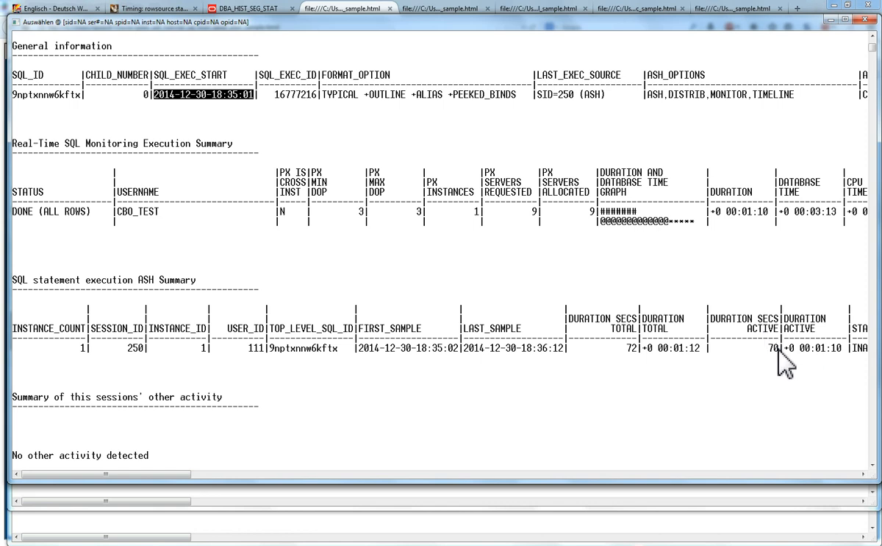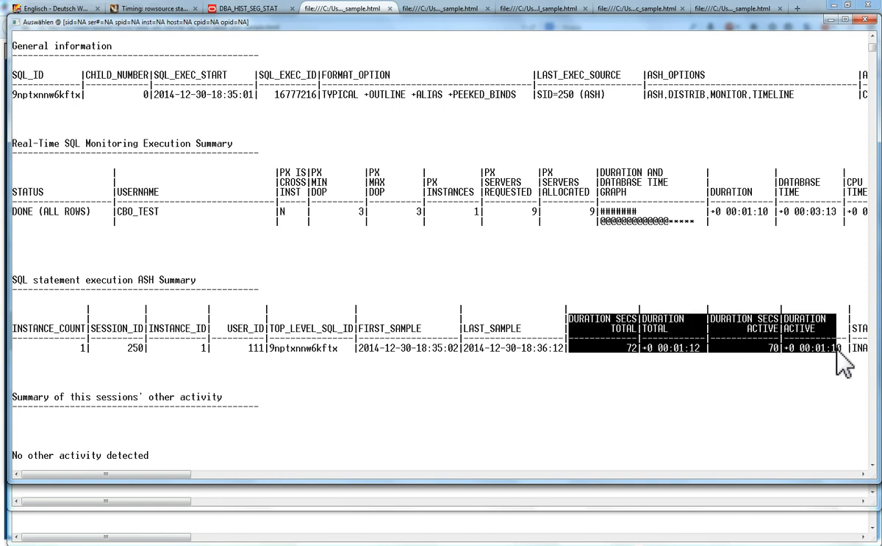The duration active is basically the information how many samples in active session history were found with activity. So you see here this minor difference: only 70 samples were found with activity, sample points, because with parallel execution you could have more than one sample per sample point. So 70 sample points of active session history information were found for this particular execution. Typically these two shouldn't be too different, they should be quite similar.